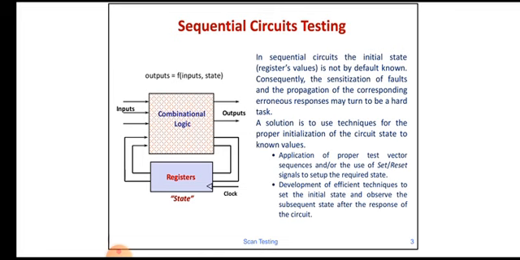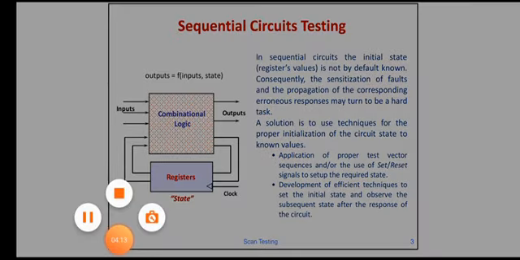So a solution is to use techniques for the proper initialization of the circuit state to a known value. Point number 1 is the application of a proper test vector sequence and/or the use of set and reset signals to set up the required state. Set reset, because we are using flip flops, it can be an SR flip flop or JK flip flop, in which the combination includes set and reset conditions. Second point is the development of efficient techniques to set the initial state and observe the subsequent state after the response of the circuit.